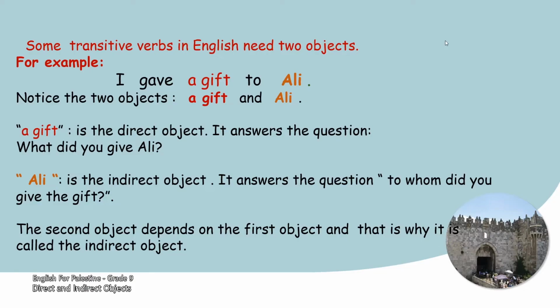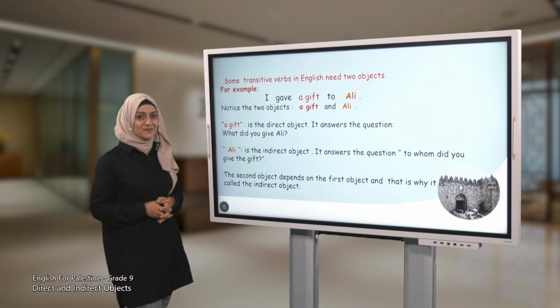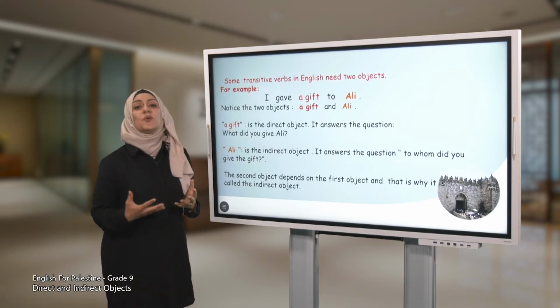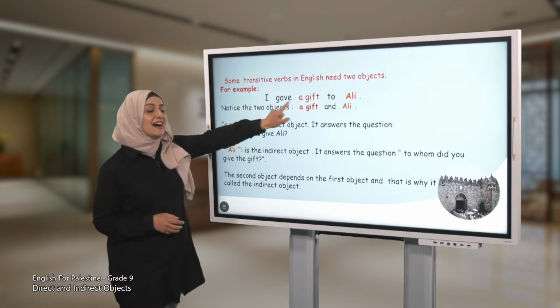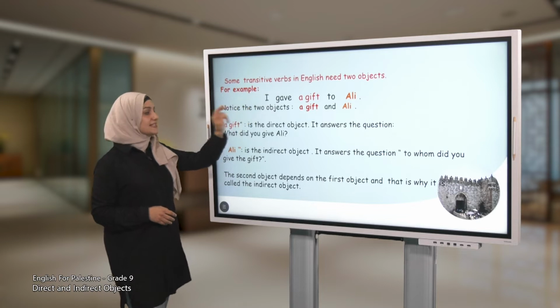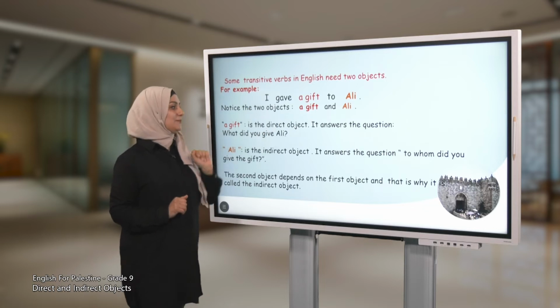Example, I gave a gift to Ali. Here, I is the subject, gave is a verb, a gift is an object because it answers the question, what did you give Ali? I gave Ali a gift. But what about to Ali? It's another object. It answers the question, to whom did you give the gift? I gave the gift to Ali. So here in this sentence, the two objects are a gift and Ali.